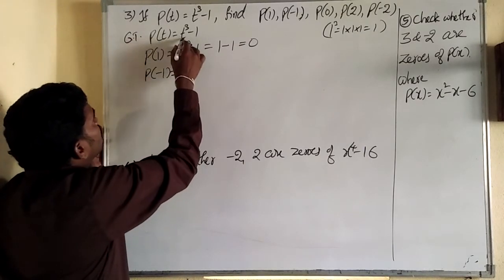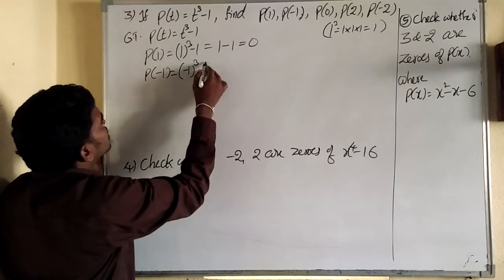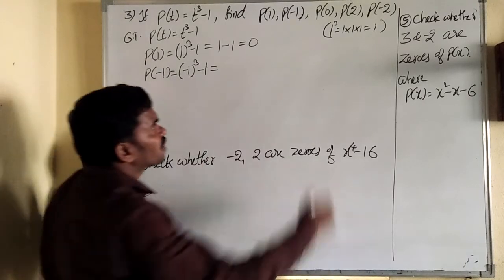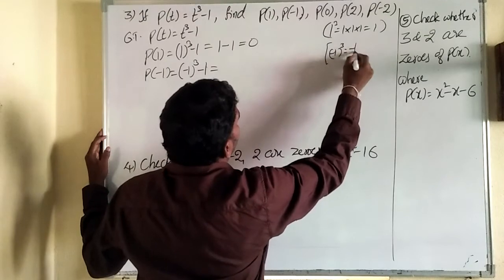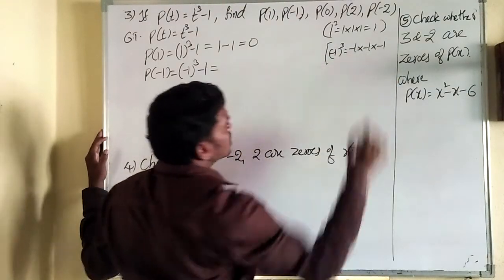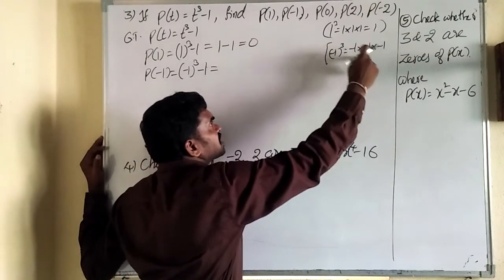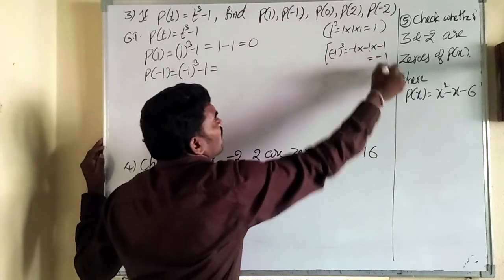So P of -1 equals t cube, meaning (-1) cube minus 1. Minus means minus, 1 means 1. Now tell me, (-1) whole cube, how much? (-1) whole cube means -1 into -1 into -1. Minus into minus is plus, and plus into minus is minus. So we are getting -1 into 1 into 1.